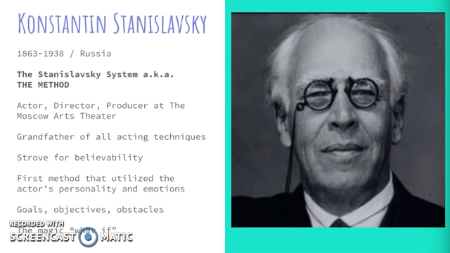His method asked the actor to bring themselves into their work using their own personality and emotions as an application to their character. He used goals, objectives, and obstacles to connect the actor to the character's real-life needs. His magic what if, listed on this page, asks actors to imagine and discover things about their character by asking themselves, what would my character do if they were in a certain situation or scenario?